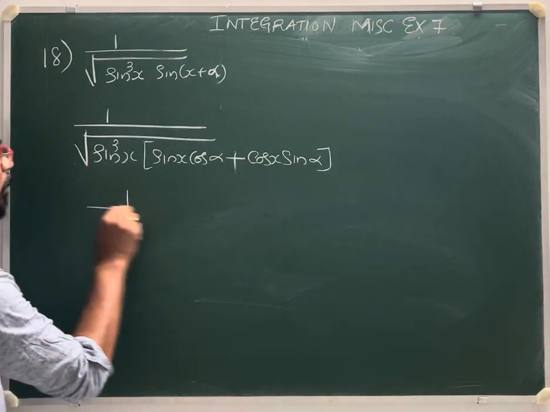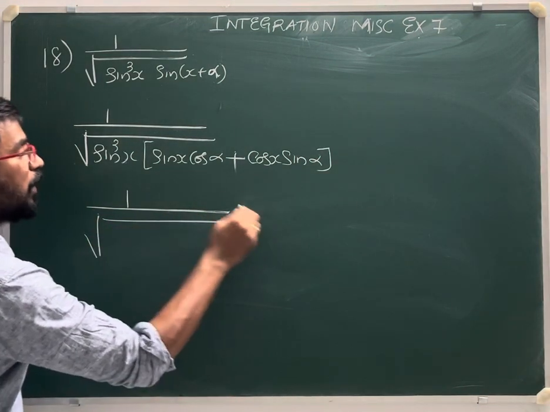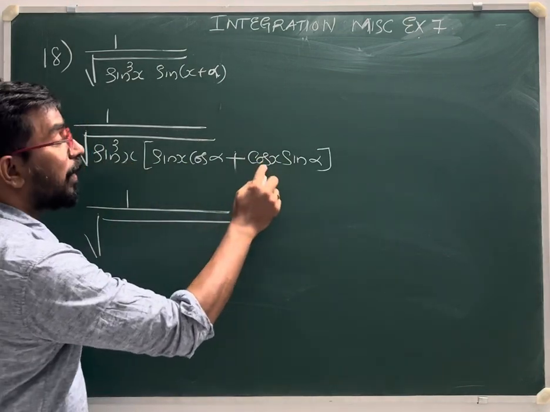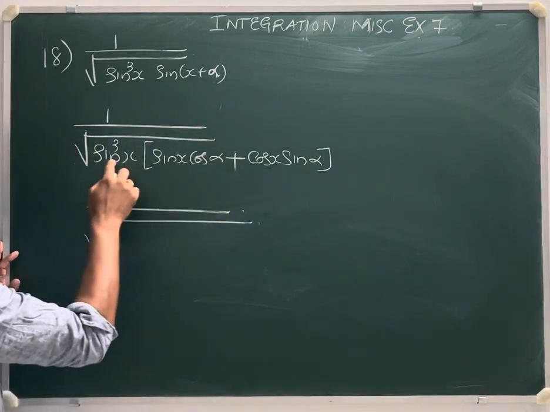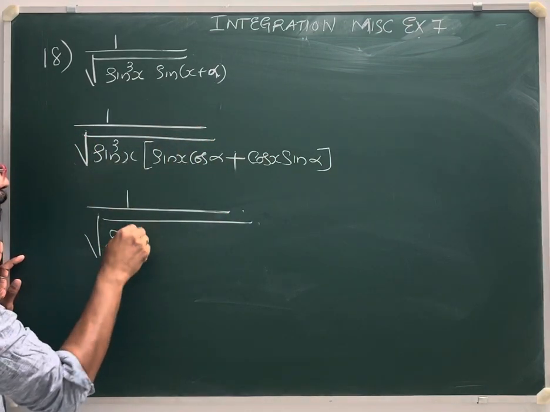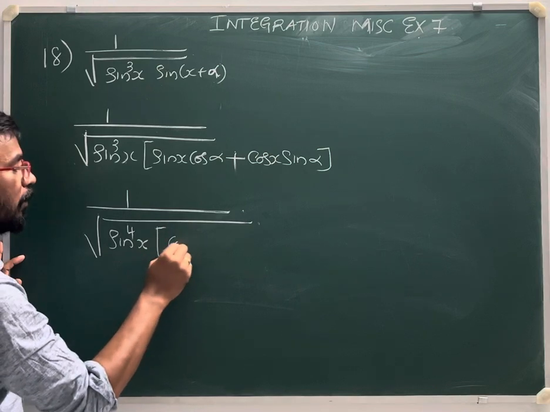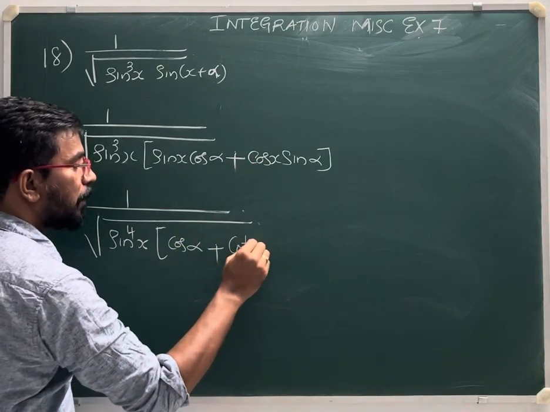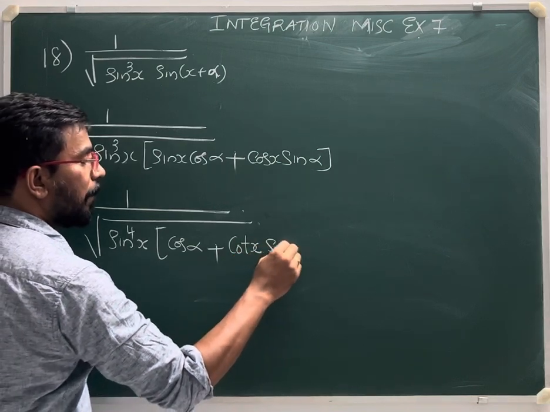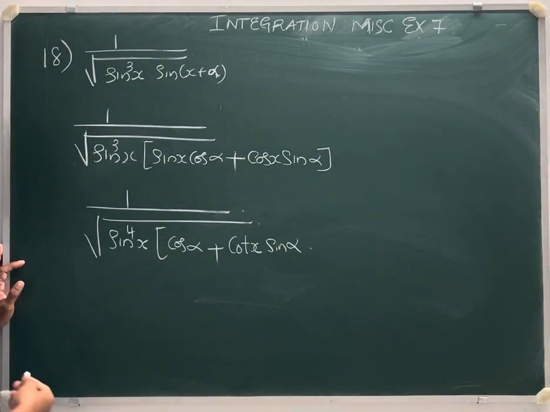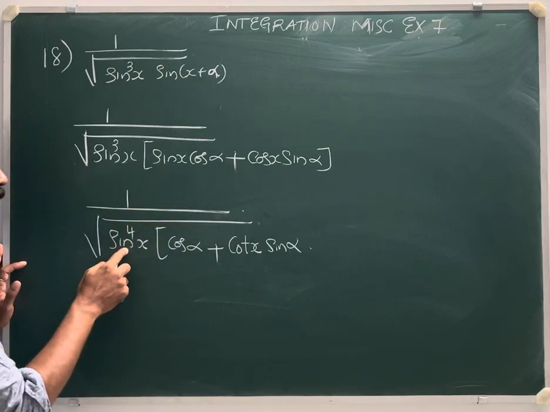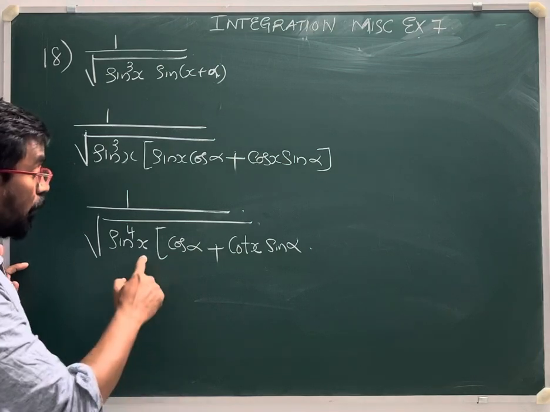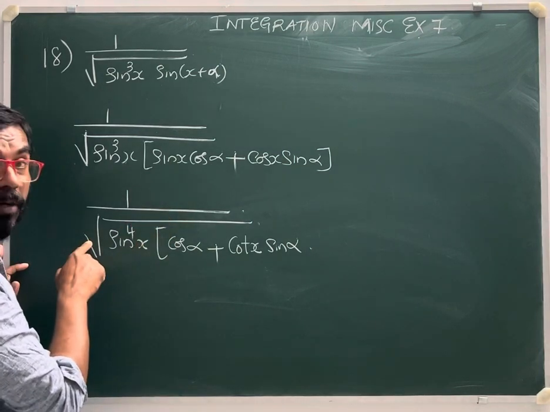What I'll write is 1 by root of, when you take a sin x, you need to divide by sin x here. Only then it will become cot x. That you shouldn't forget. When you take sin x, it will become sin power 4 x into, this will become cos alpha plus this will become cot x and sin alpha. See, this step you should remember. Now sin power 4 will go to the numerator as sin square. Sorry, cosec square.